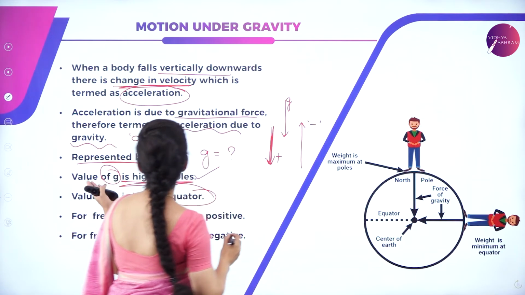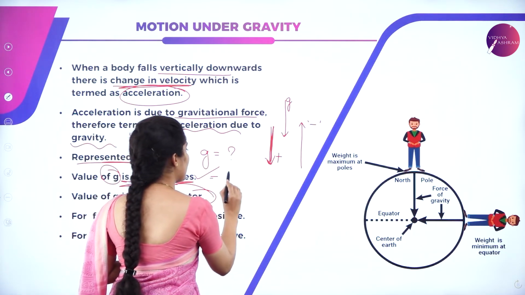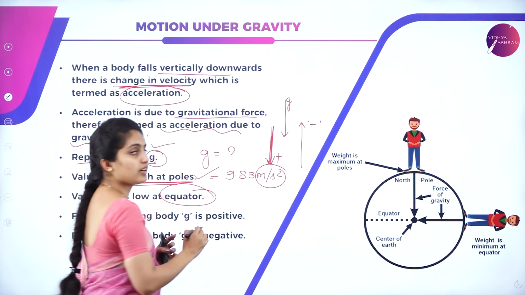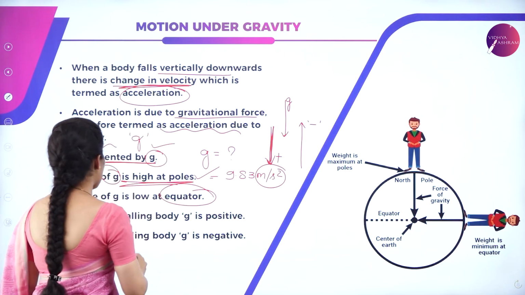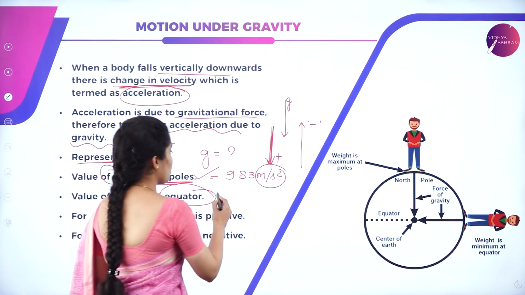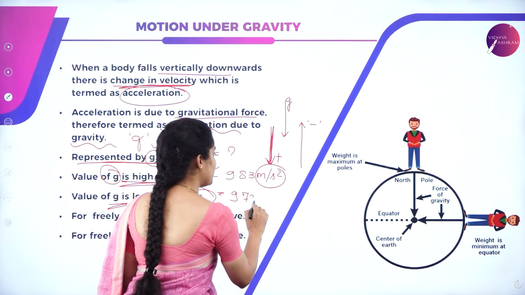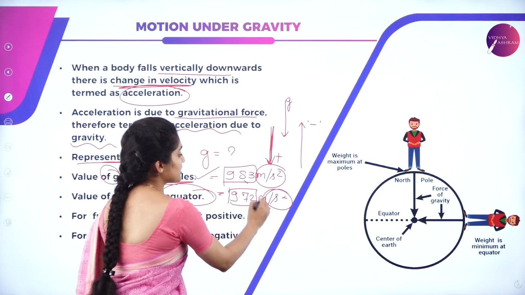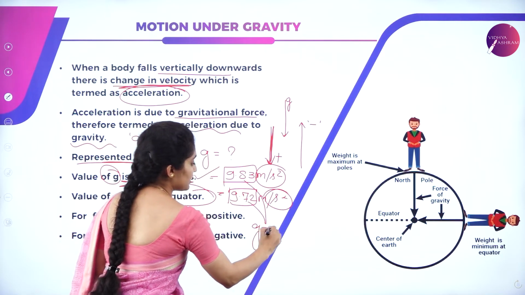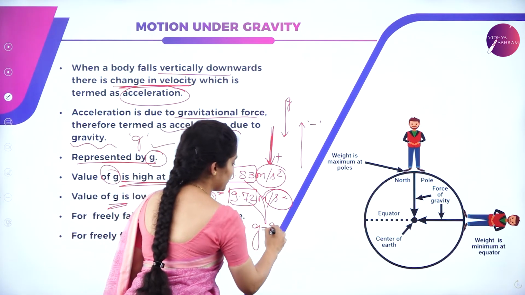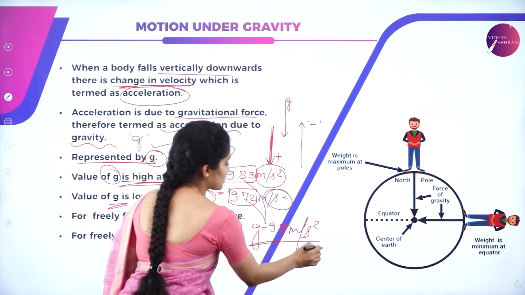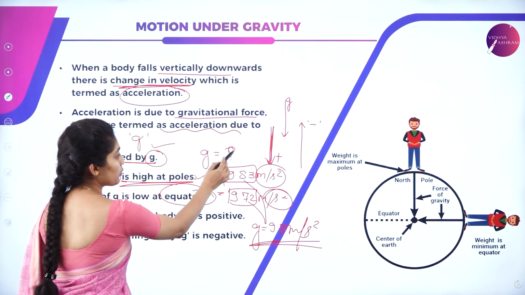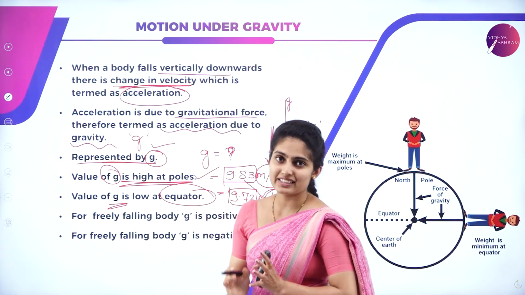So at the poles the value of g is high, and the value is said to be 9.83 meter per second square. Meter per second square is the SI unit of acceleration, and you have acceleration due to gravity which is lower at the equator, which is equal to 9.72 meter per second square. So on the whole, they have taken the round figure of this and this, that is they have given together as the acceleration due to gravity in the complete earth is said to be 9.8 meter per second square. So this is the value for acceleration due to gravity that we consider, for which I had placed a question mark here.